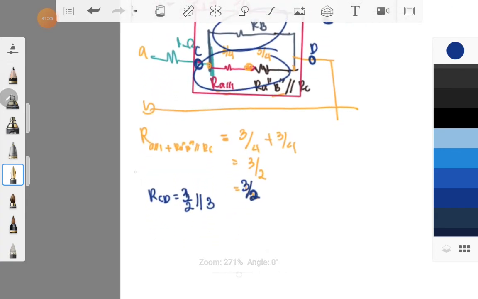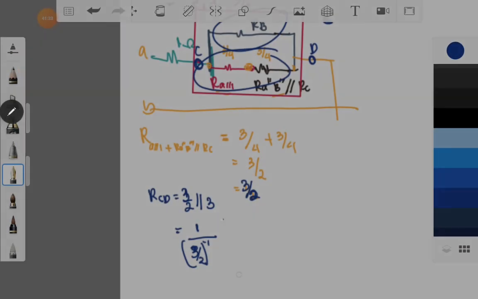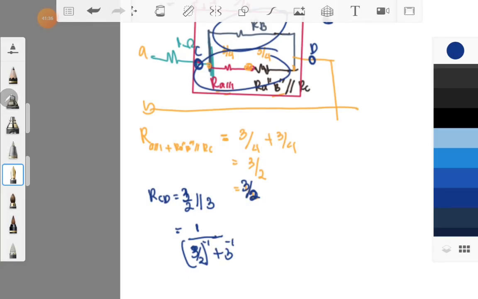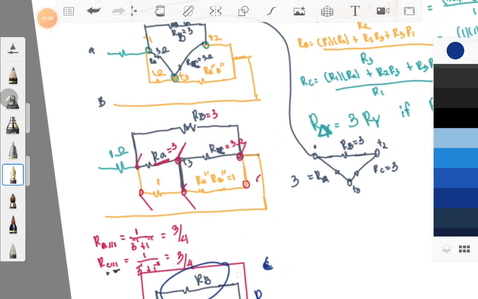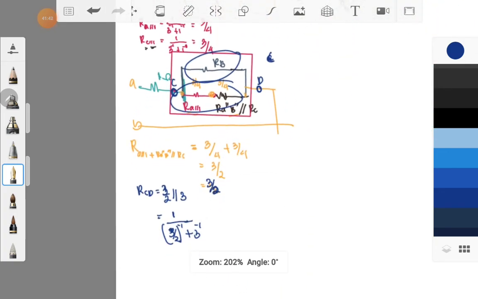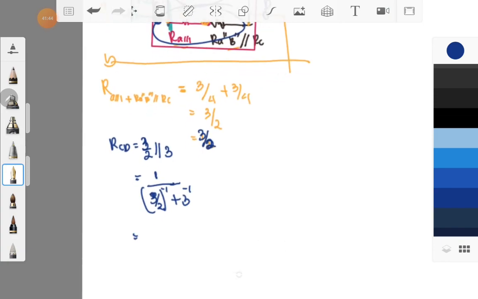So we have 1 over 3 halves raised to negative 1 plus 3 raised to negative 1. Take note that this is your RB or your 3. Use your calculator: 1 divided by 3 halves raised to negative 1 plus 3 raised to negative 1. We have RCD is equal to 1.